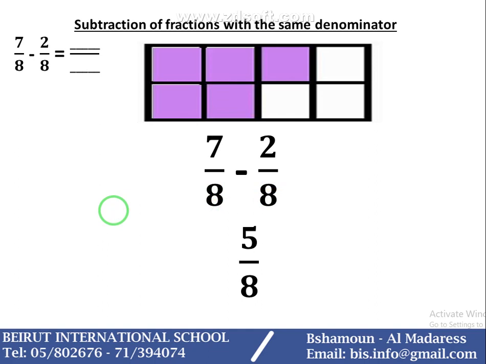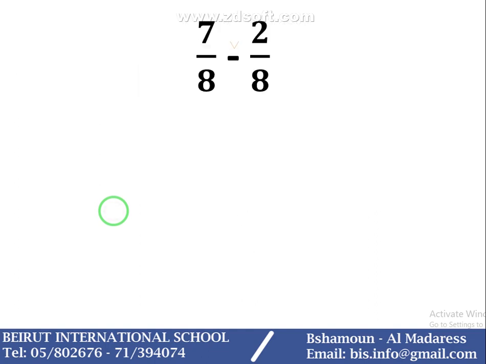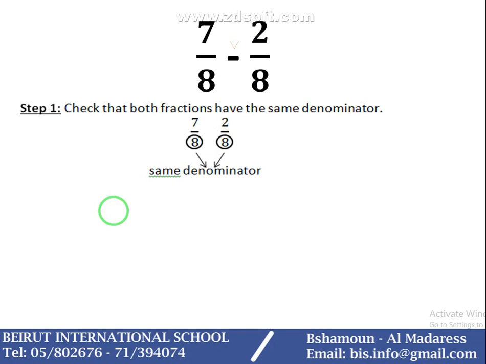Just as addition, we have 3 easy steps to follow. The first step, just same as addition, is to make sure that both fractions have the same denominator, and in our case the denominator is 8 in both fractions, so we are on the safe side. Now we have the right to subtract, but subtract what? Only numerators, only denominators, or both numerators and denominators?